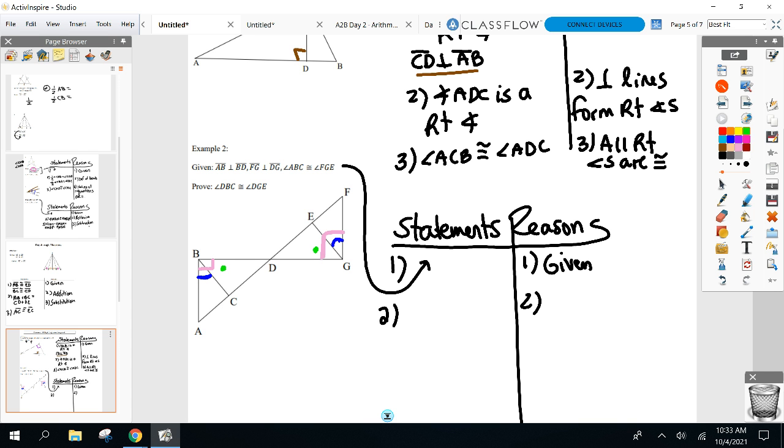Got it, Zach? What do you think? Throw something out there. Subtraction. Guys, take the right angle right now. Remove that congruent angle. What's left?